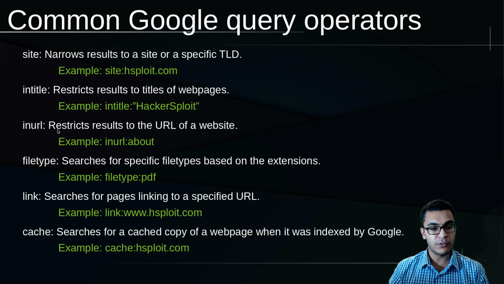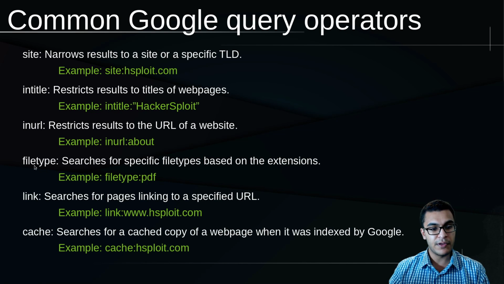The next one is in URL. In URL will restrict results to the URL of a website. For example, if I'm looking for a web page that belongs to a particular domain or top-level domain, like the about page from the website HackerSploit.com, I would specify the in URL search query operator. Now, the other important thing to take into consideration here is that some of these operators cannot be combined with others to give you better results, or to fine-tune your results even more. We'll talk about that when we take a look at this in a practical sense.